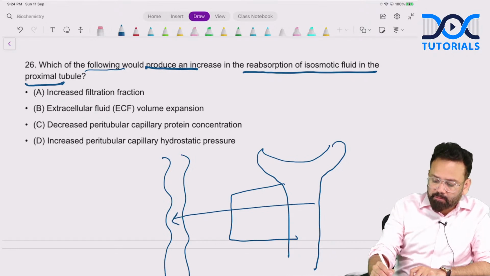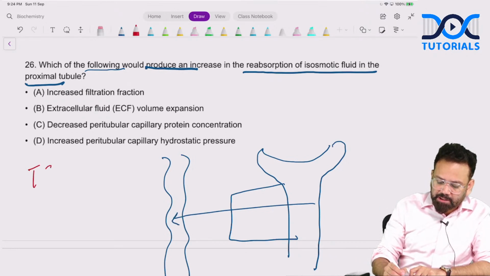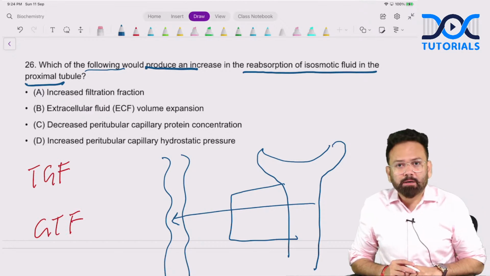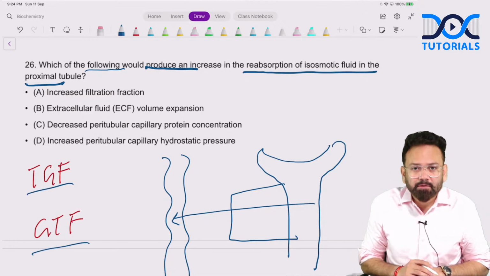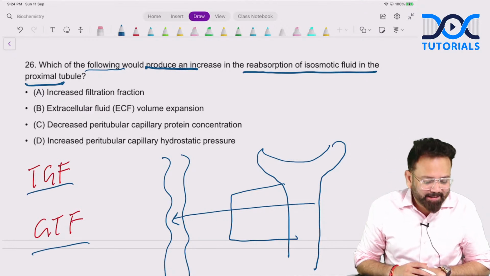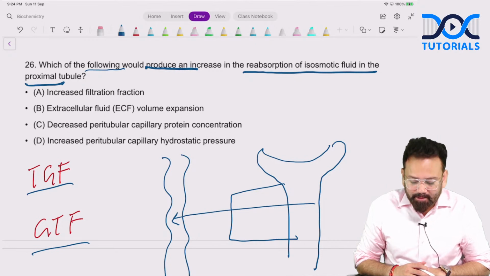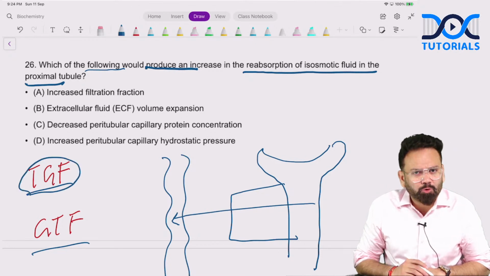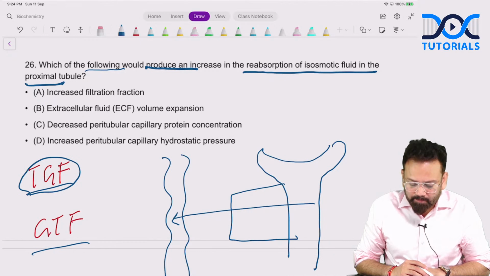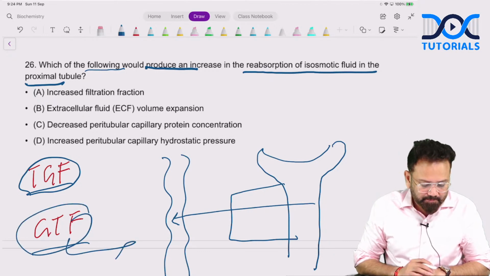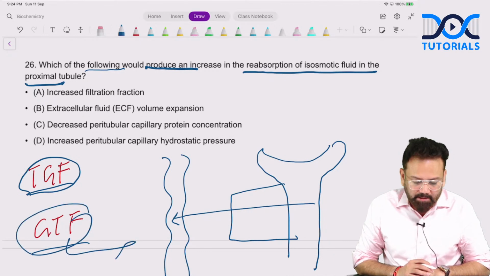Let me tell you, one thing is TGF and one thing is GTF. It is not KGF. You remember KGF, you forget TGF and GTF. This will make you a doctor. KGF will not make you a doctor. So TGF maintains the GFR, and this is about GTF. So what is the answer?